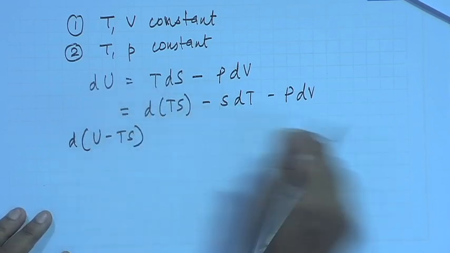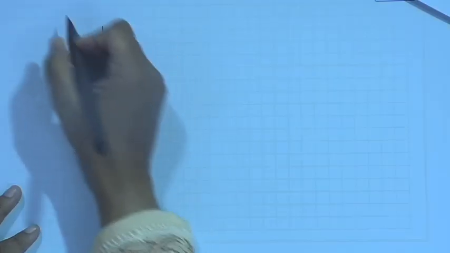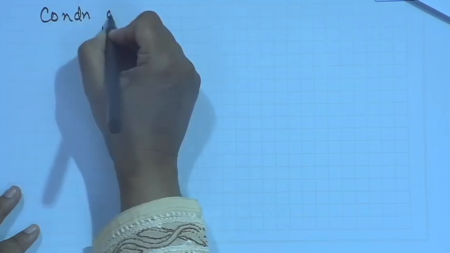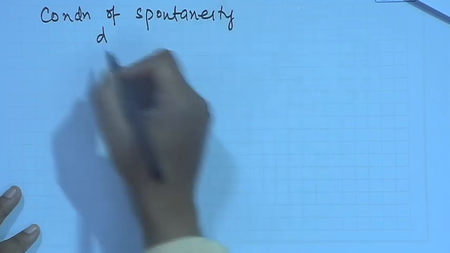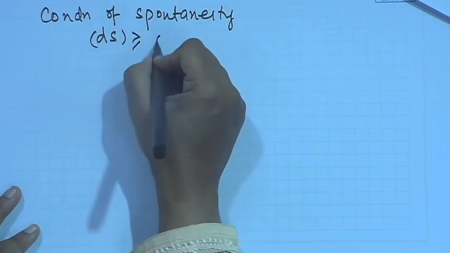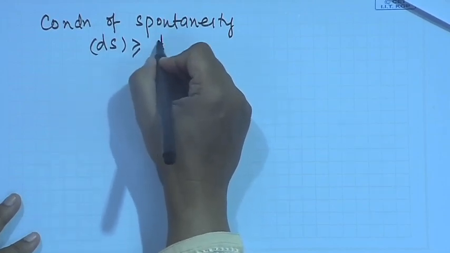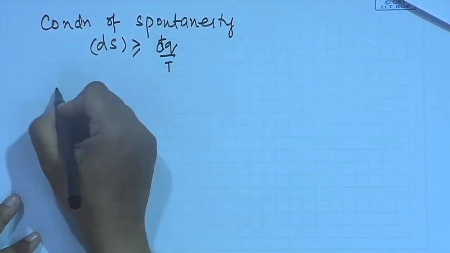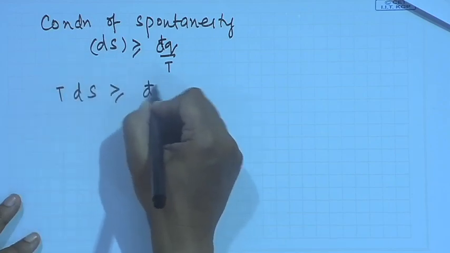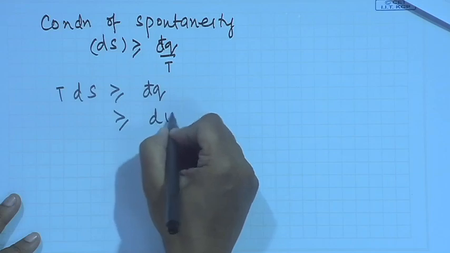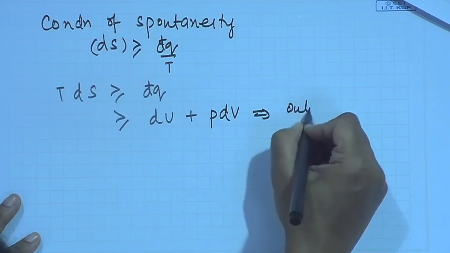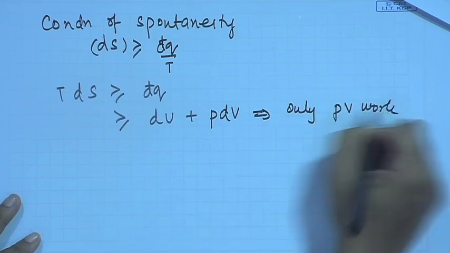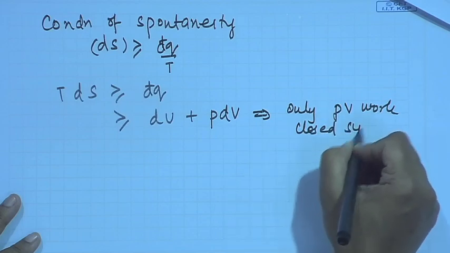Well, I would just change this a little and write it that way, which will be better. Sorry, if it is the condition of spontaneity that I want to find out, the condition of spontaneity gives you dS is greater than or equal to dq by T, or TdS is greater than or equal to dq, which is greater than or equal to dU plus PdV, provided only PV work happens and the system is a closed system.